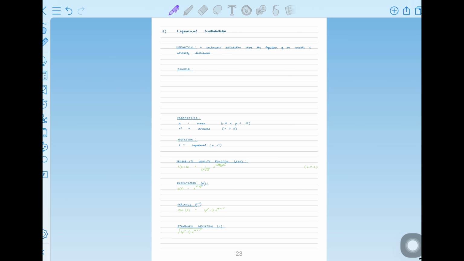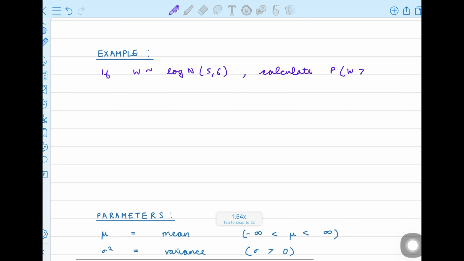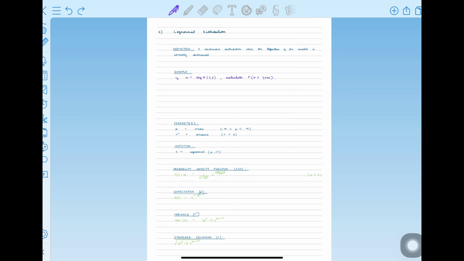Lognormal distribution. A variable follows a lognormal distribution if its logarithm is normally distributed. For example, if w tends to lognormal 5,6, calculate the probability that w is greater than 3000. The parameters are the same as the normal distribution.